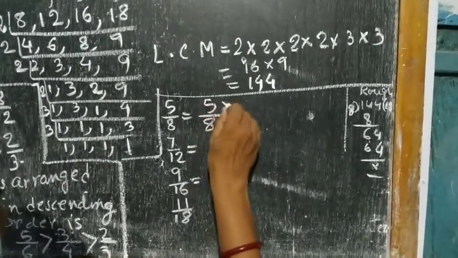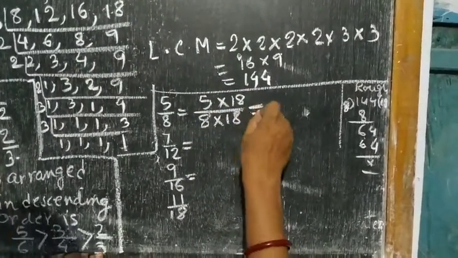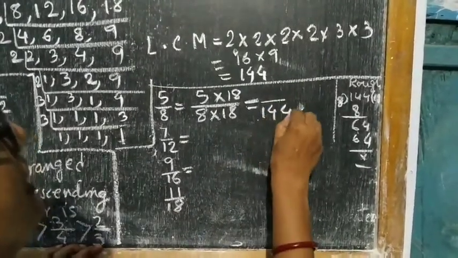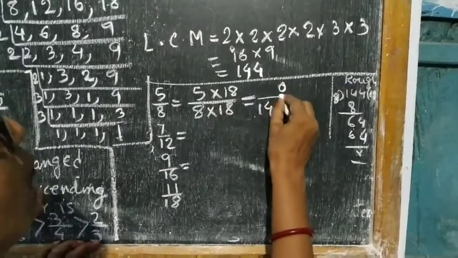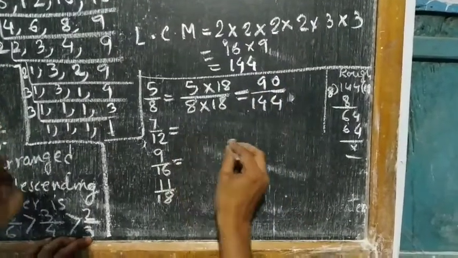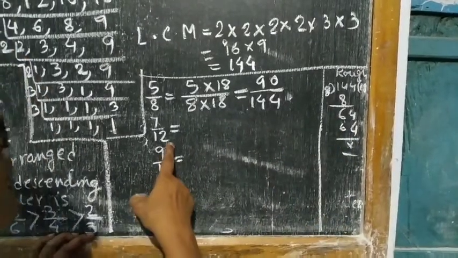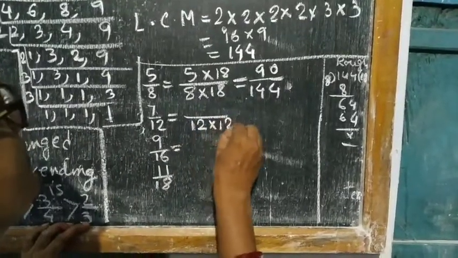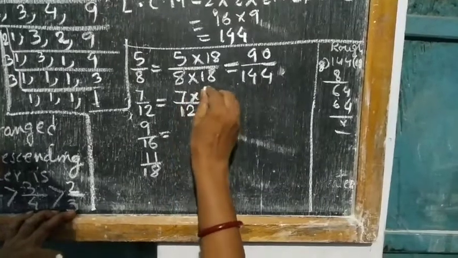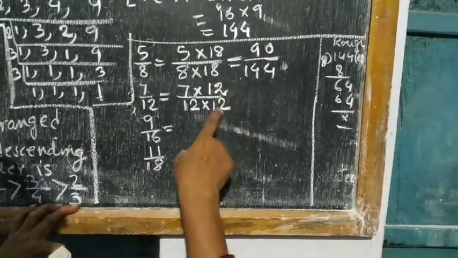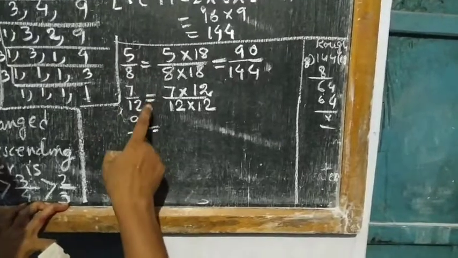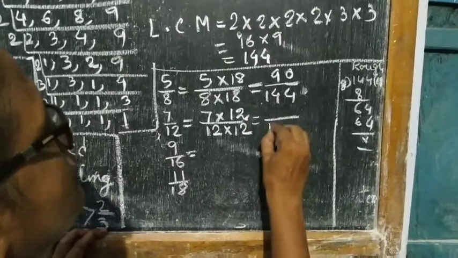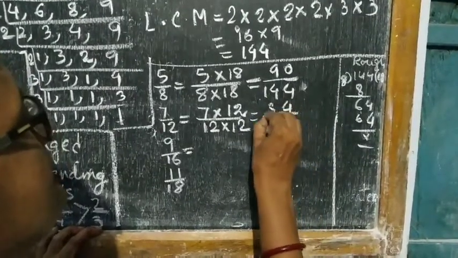So here also 5 into 18, because with the same number you have to multiply the numerator and the denominator. So here 144: 8 5s are 40, carrying 4, 5 and 5, 90. Again you see, 12 into 12, 144. So you have to multiply 12 into 12. Again this 7 also by 12, with the same number you have to multiply, because you have to bring in the numerator, in the denominator 144 as the same is 144. So 144, 7 2s are 14, 7 1s are 7, 84.